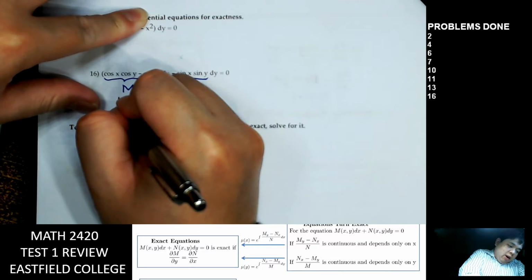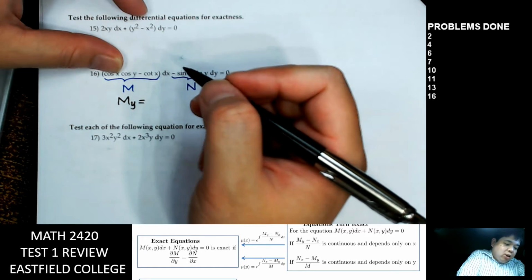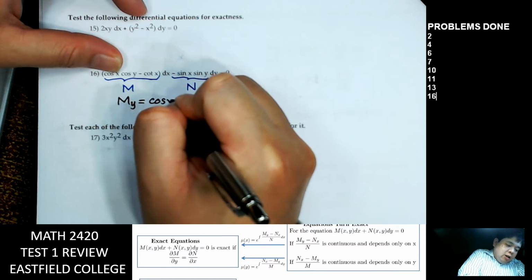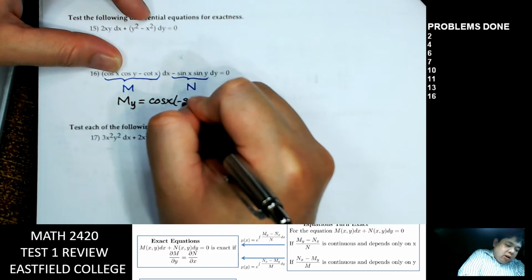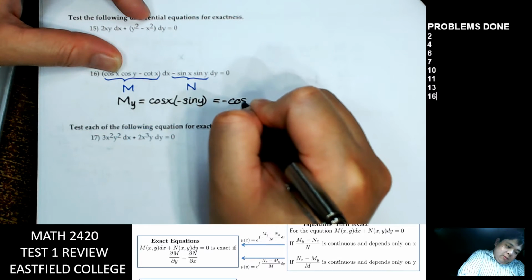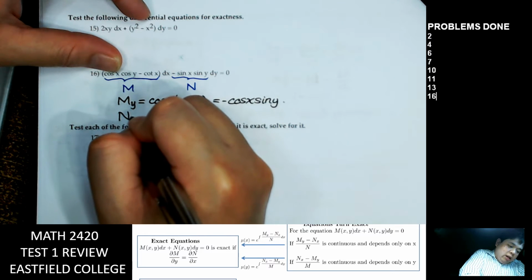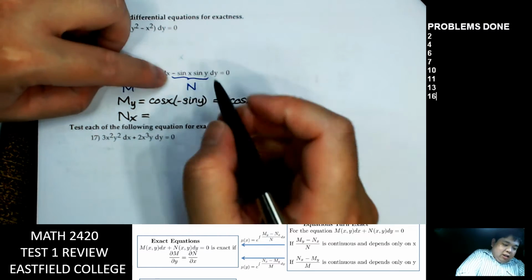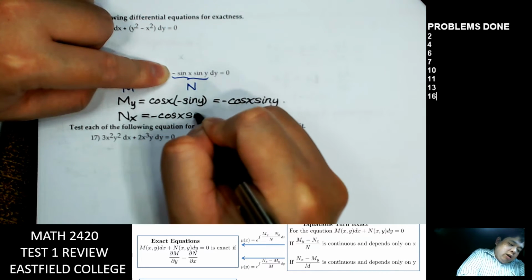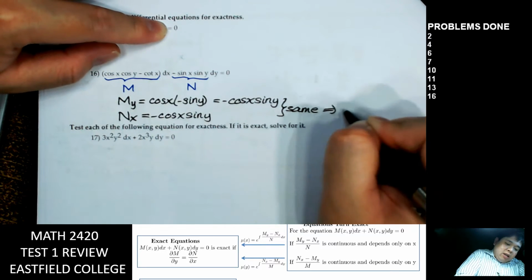So we find the mixed partial derivatives. We find M sub y. The derivative of m with respect to y pretty much will be just this. So we have cosine of x, and the derivative of cosine y is negative sine y. And then we find N sub x. The derivative of this with respect to x is negative cosine x sine y. And since they are the same, it is exact.